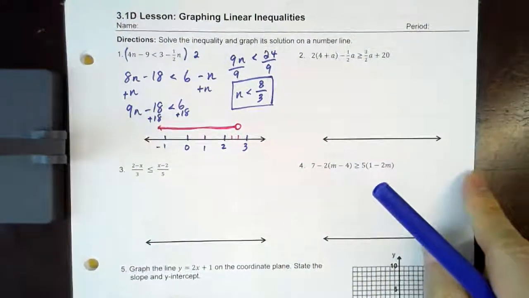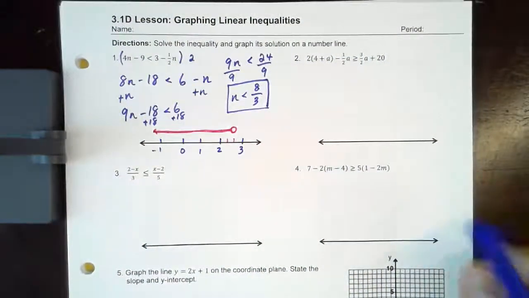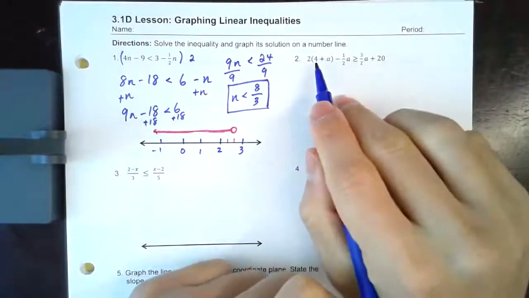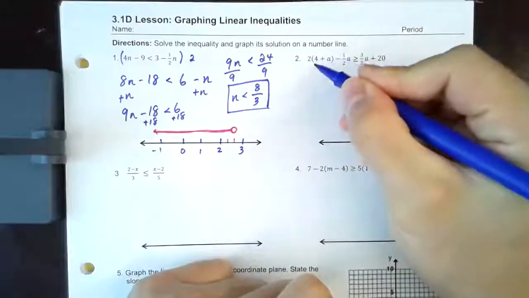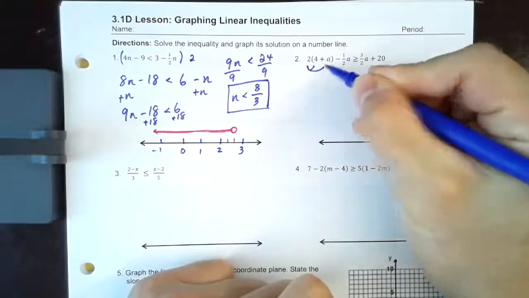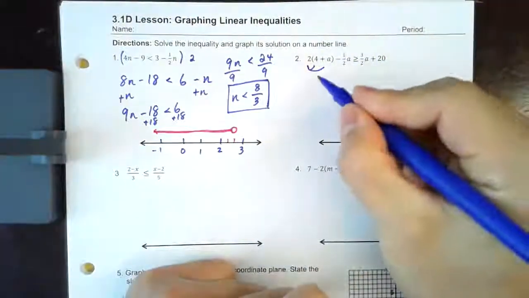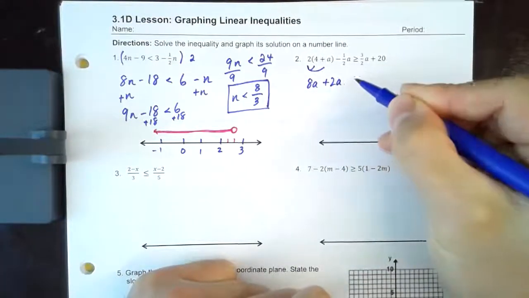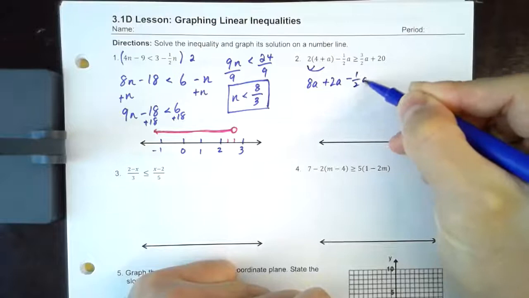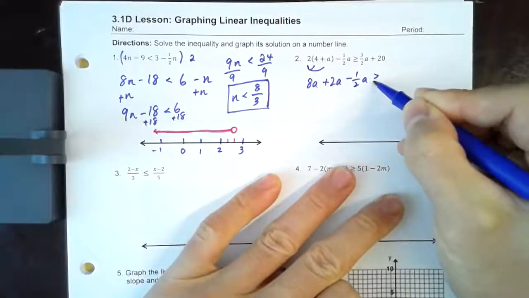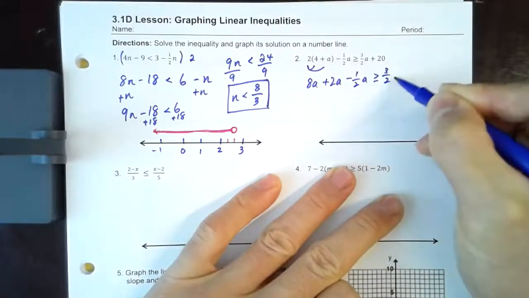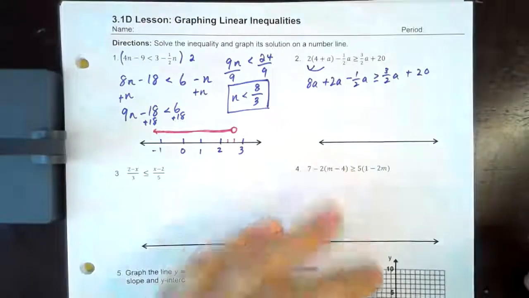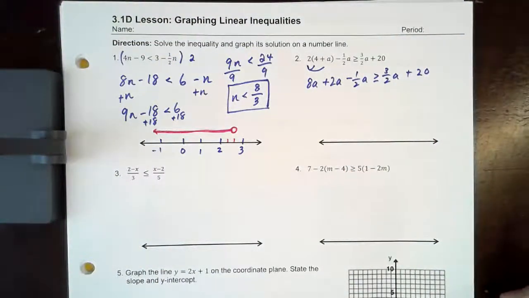Let's try number 2. Number 2 looks pretty complicated right now, but the first thing I like to do whenever I see a situation like this is I like to distribute. So I'm going to distribute the 2 to the 4 and the a, and I get 8a plus 2a minus 1/2 a is greater or equal to 3/2 a plus 20. How many times did I just say a?